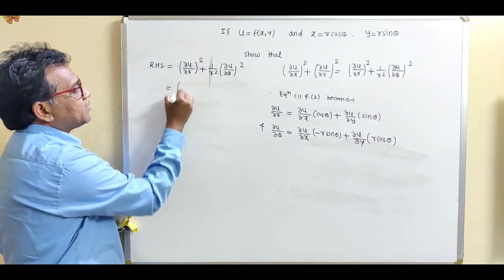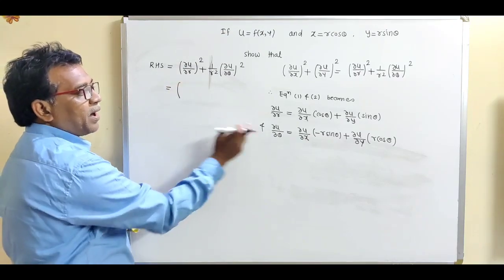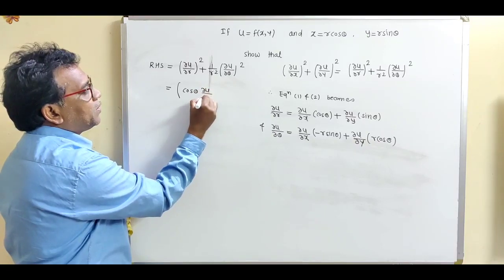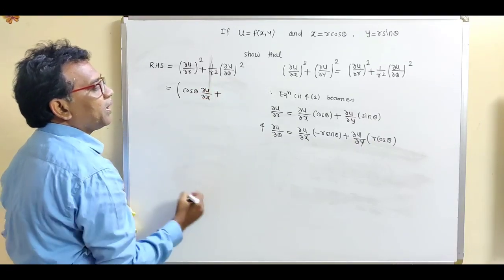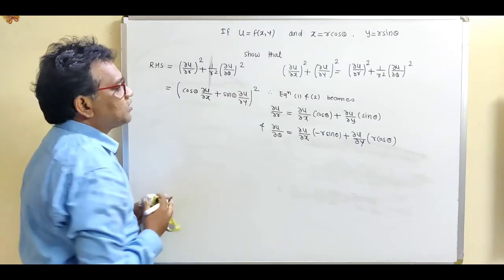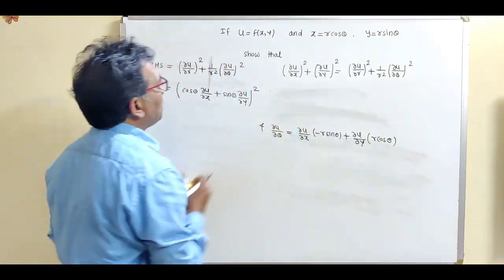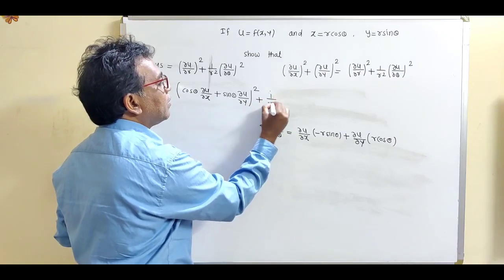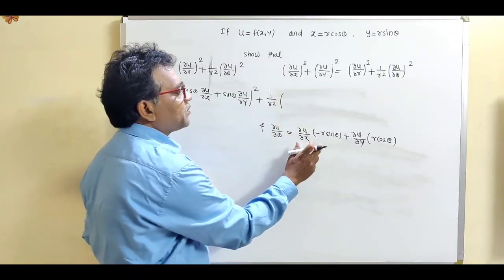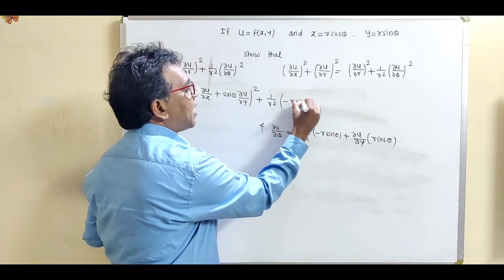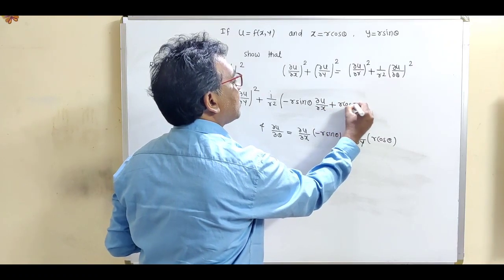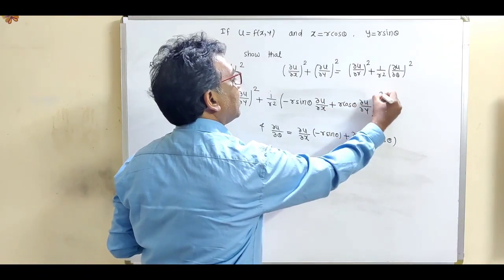So put these values. Del u by del r means put this first value, this is (cos theta del u by del x plus sin theta del u by del y) whole square, plus 1 upon r square, and put this second value for del u by del theta, this is (minus r sin theta del u by del x plus r cos theta del u by del y) whole square.